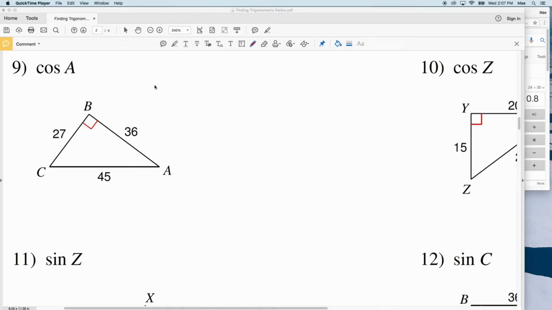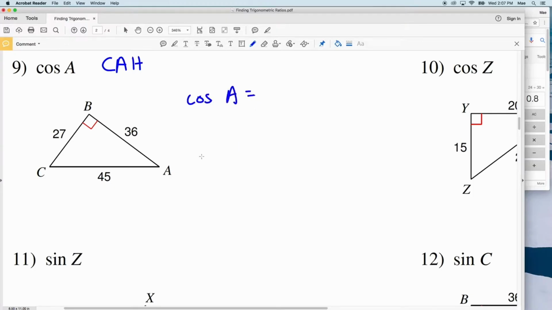In this video, we're going to continue on with the Finding Trigonometric Ratios worksheet. This is the second page, and we're going to start with number 9. Number 9 says to find the cosine of A. So think CAH. The cosine of A equals adjacent.